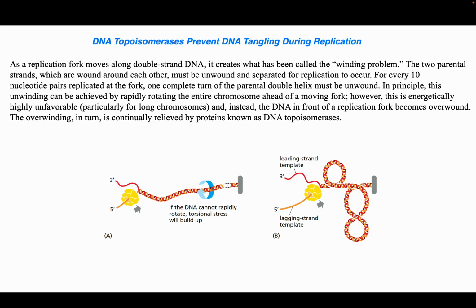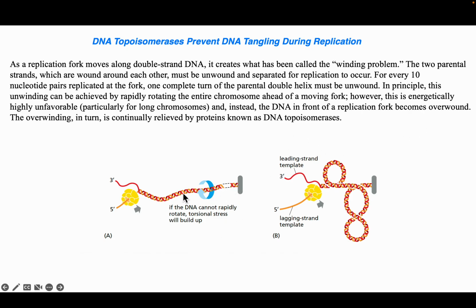In principle, this unwinding can be achieved by rapidly rotating the entire chromosome ahead of a moving fork. However, this is energetically highly unfavorable, particularly for long chromosomes. Instead, DNA in front of a replication fork becomes overwound. The overwinding in turn is continually relieved by proteins known as DNA topoisomerases.